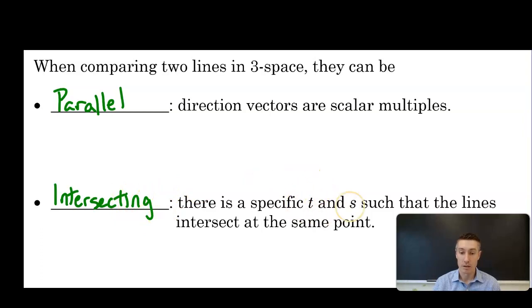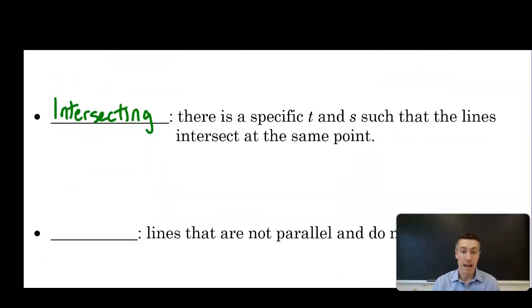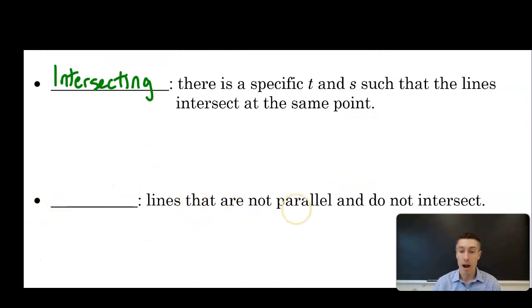All this means is there's a scalar for each line, t for one line, s for the other, just to differentiate between the scalars. Realize they're not the same. There's a scalar t and s that you plug into the first equation, you plug into the second equation, you're going to get the same point. So that means the lines are intersecting. And then the third, lines that are not parallel and do not intersect, we call skew.